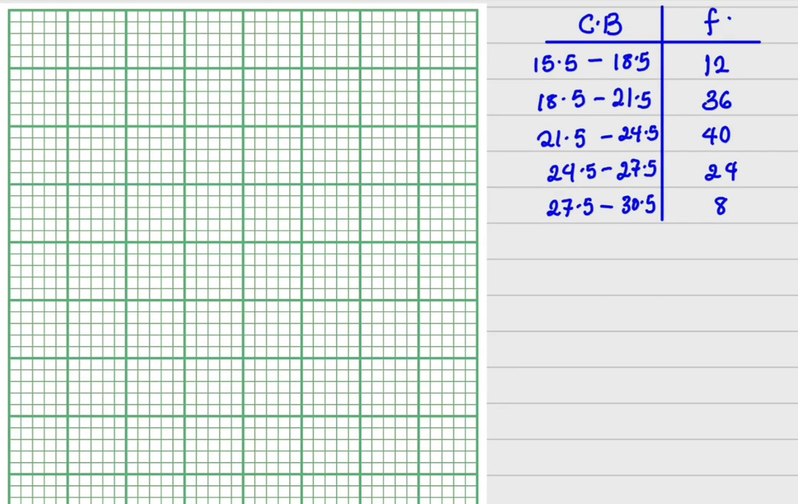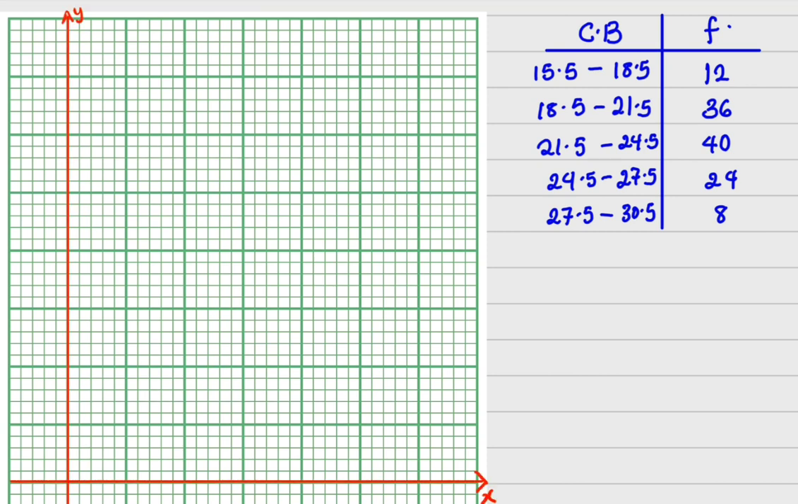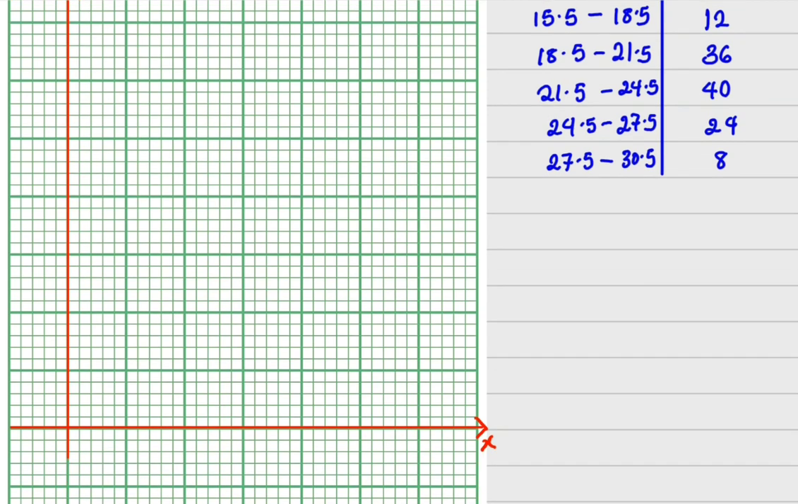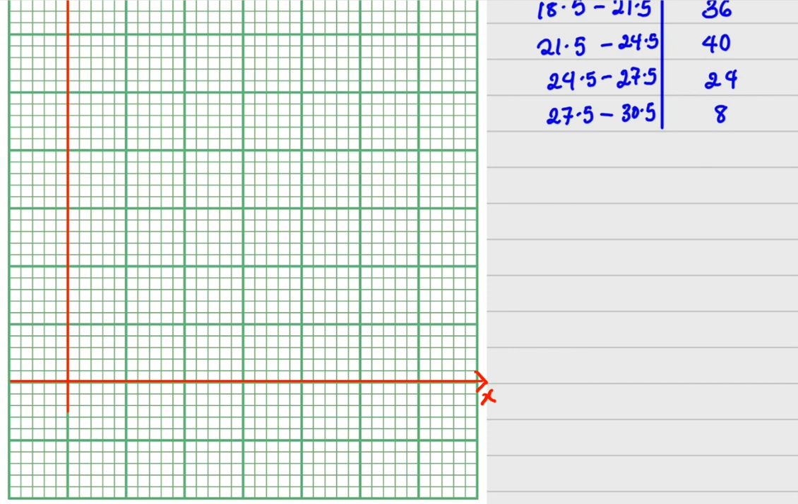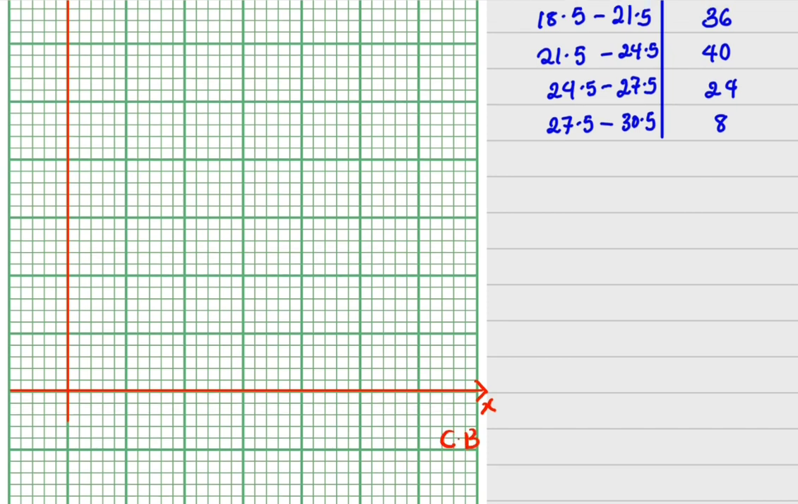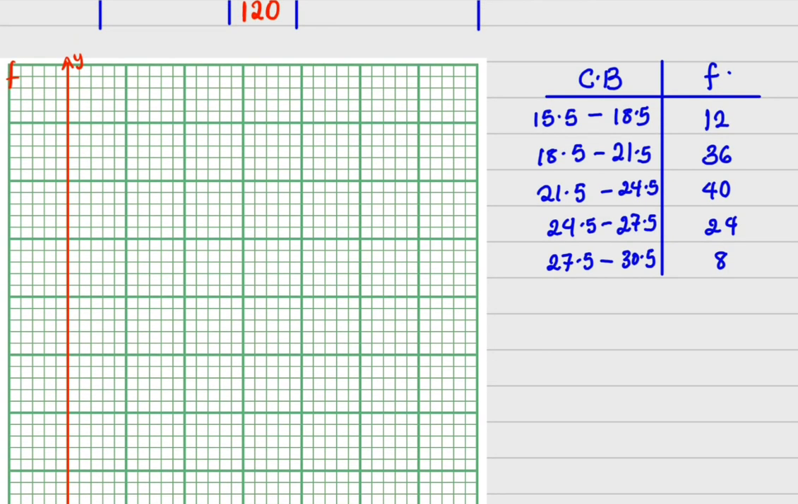Now, here is my graph and the summary of what I need to draw the graph. So, let me draw my x-axis. Then, of course, get my y-axis. Now that I have everything set, I will check for the frequency. Remember, on the y-axis we have the frequency. Then here we have the class boundary. So don't forget. Now for the frequency, I think the highest is 40.